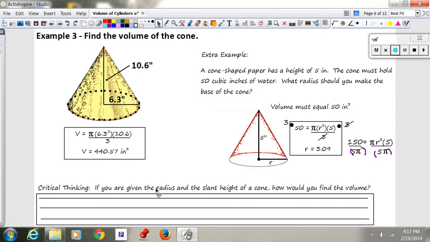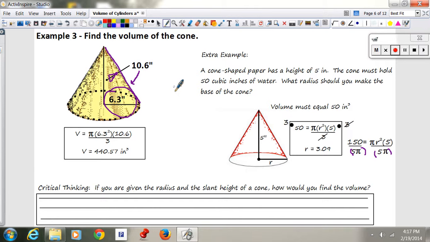Here's a little critical thinking. If you're given the radius, like this 6.3 right here is the radius, but they also gave you the slant height. Let's say that this 10.6 was actually the slant height and not this inside height. Then what would we need to do to find the volume of the cone? How would we find this volume if we had the radius and the slant height?